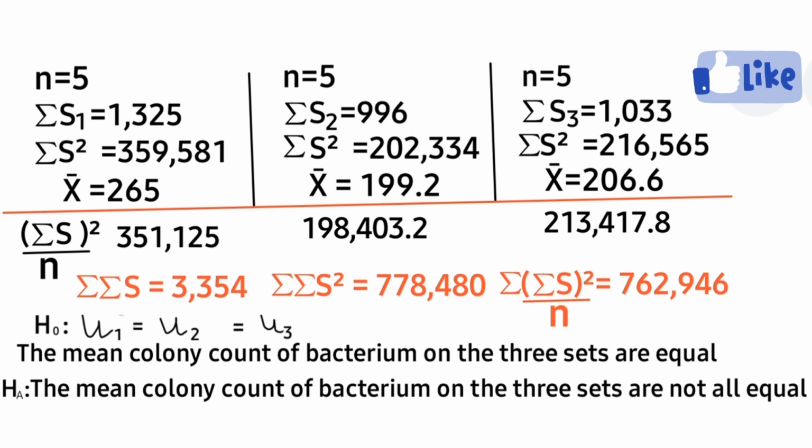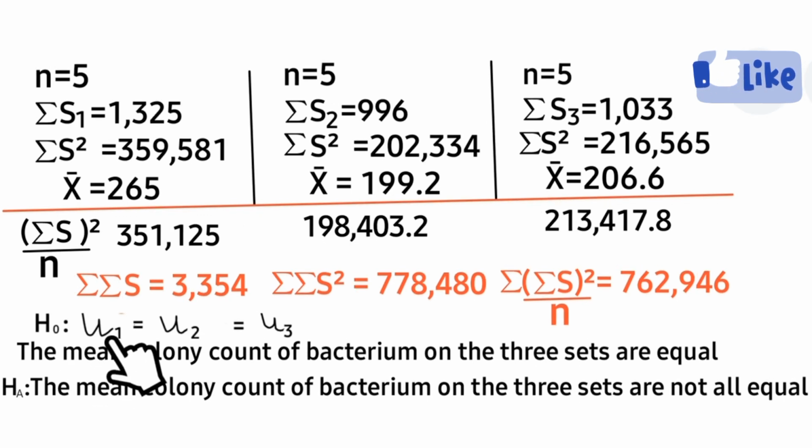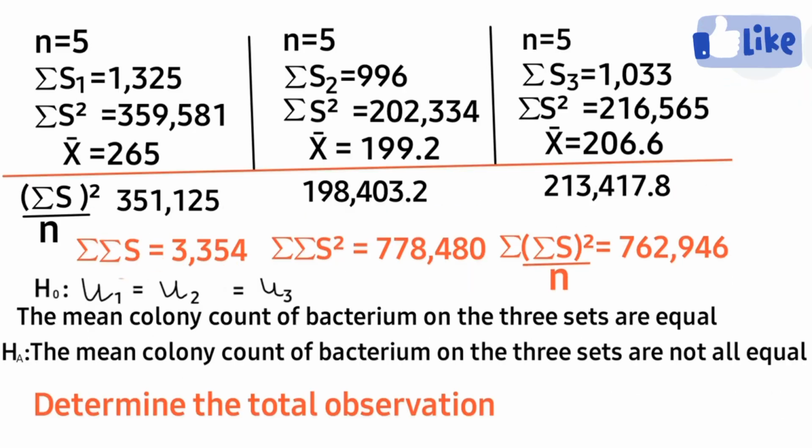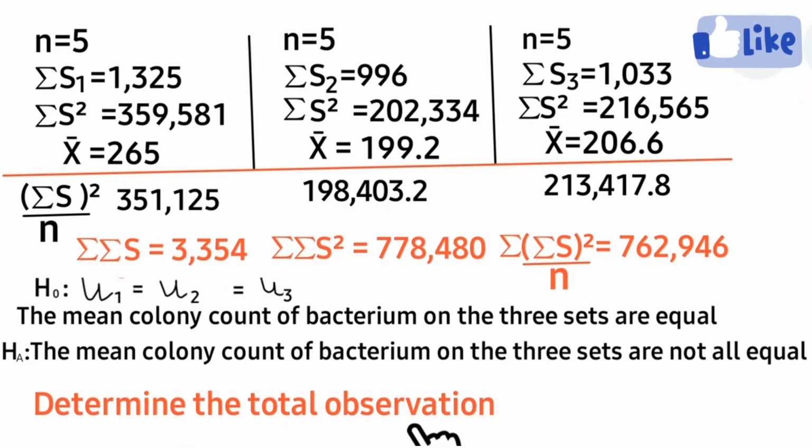State the hypothesis. The first hypothesis is the null hypothesis, presented with H naught. What this hypothesis is saying is that the mean colony count of bacterium on the 3 sets are equal. Symbolically, the population mean in set 1 equals population mean in set 2, also equal to the population mean in set 3. The alternative hypothesis, represented with HA, says that the mean colony count of bacterium on the 3 sets are not all equal.